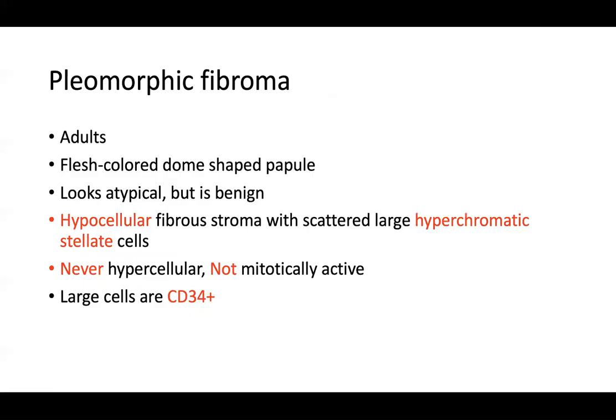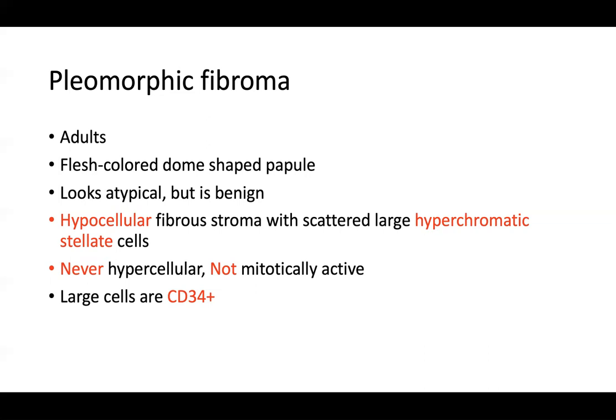Moving on to an entity called pleomorphic fibroma. These often develop in adults as flesh-colored dome-shaped papules. They can look pretty atypical because, again, you see pleomorphism. You see a cellular pleomorphism, and that can make you think that something's malignant or atypical. But this is one of those entities where even though you have pleomorphic-looking cells, it is benign. So you have to have a high degree of suspicion for it.